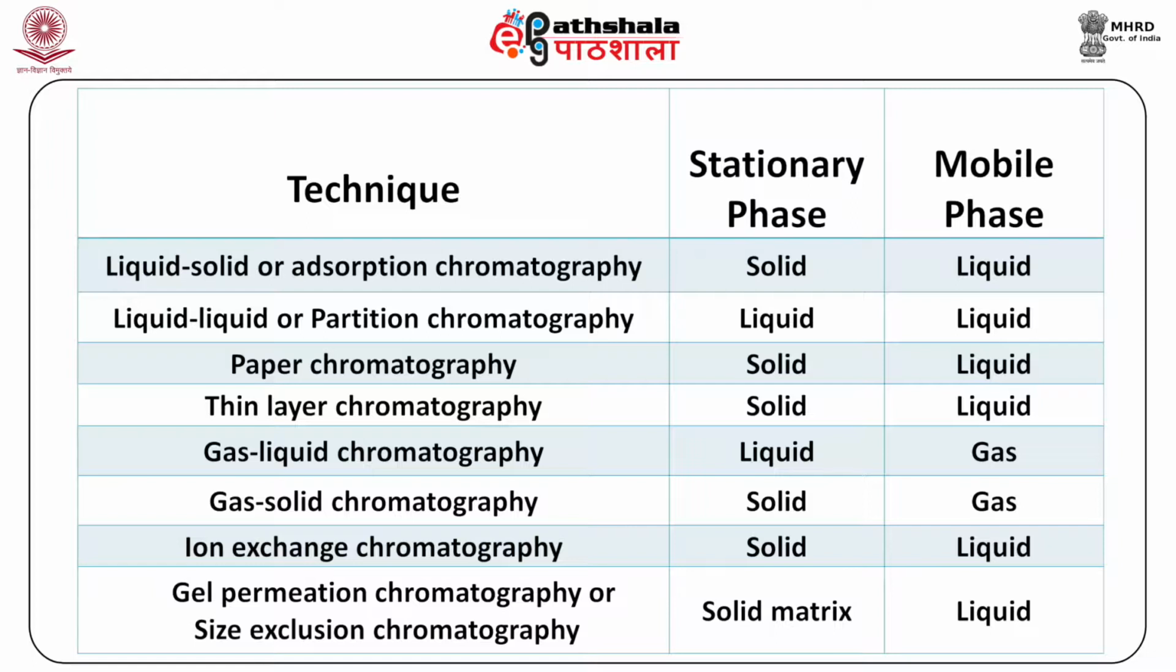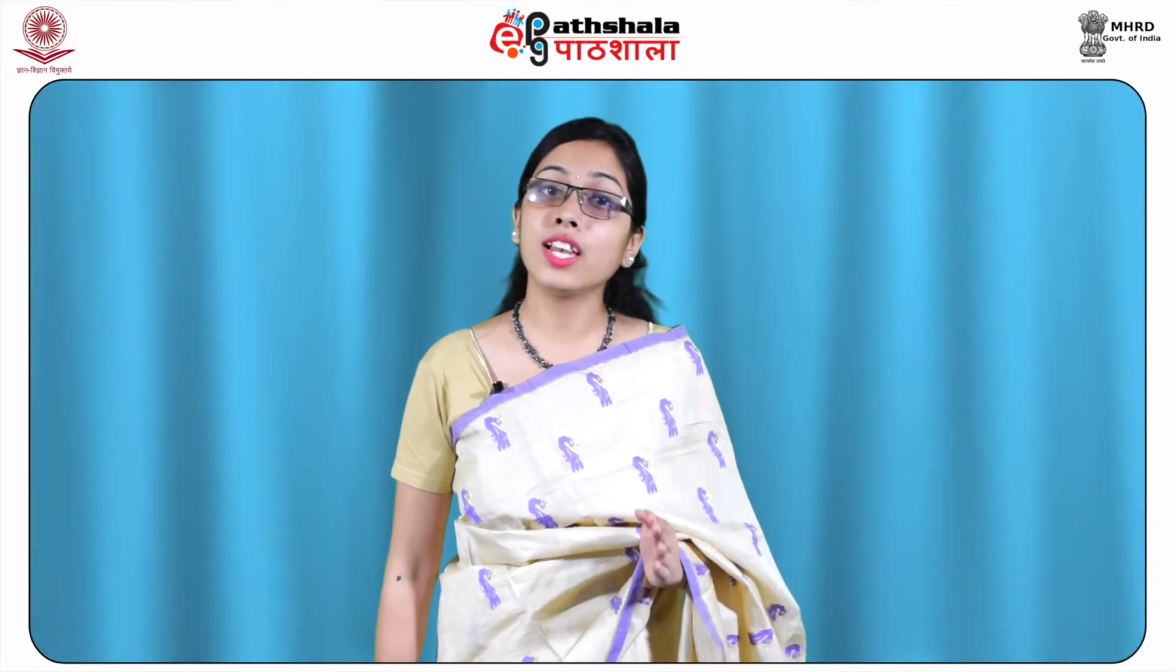Next, moving on to gas solid chromatography, or GSC, the stationary phase is solid and the mobile phase is a gas. Next is ion exchange chromatography. The stationary phase is solid and the mobile phase is liquid. Next is gel permeation chromatography or size exclusion chromatography, also known as GPC. In this, the stationary phase is a solid matrix and the mobile phase is liquid. The methods to be discussed in the following modules will be in terms of the terminology commonly employed and will come under one or the other of the categories listed in this table.